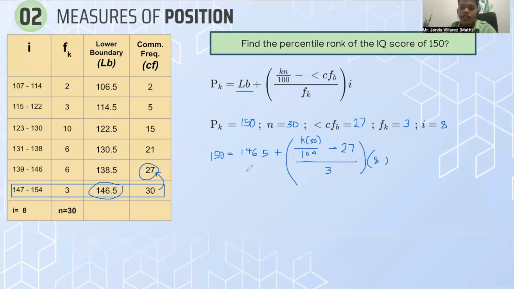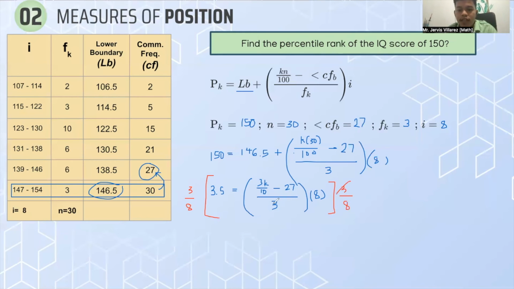Okay, we can do this step by step. 150 minus 146.5 is equal to 3.5. So this is 3.5. I use the subtraction property of equality. And then you will be left with K, or let's simplify that. Well, that will be 3K over 10 minus 27 all over 3 times 8. We can multiply both sides by 3 over 8 because we want to isolate the value of K from the other given variables or numbers.